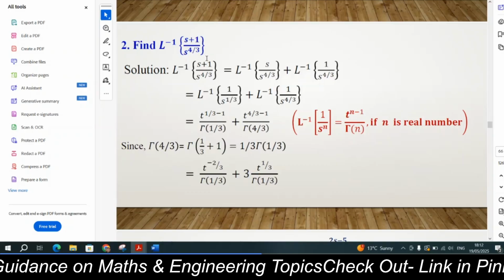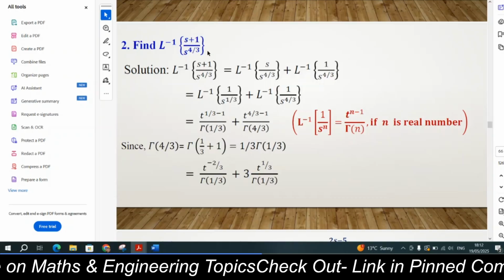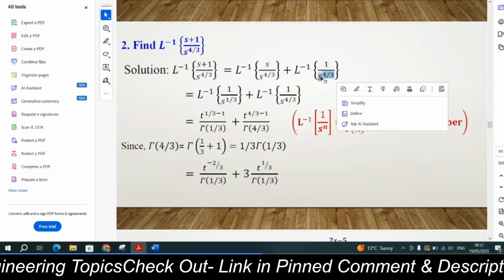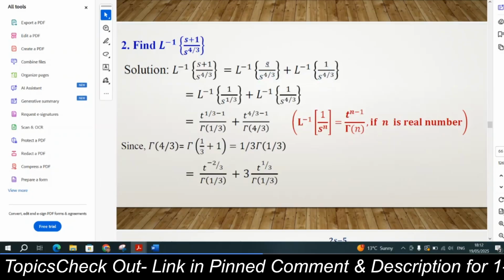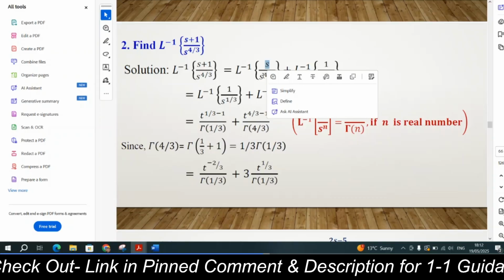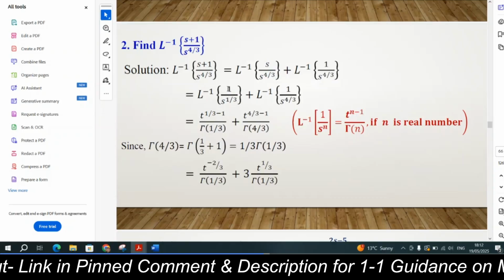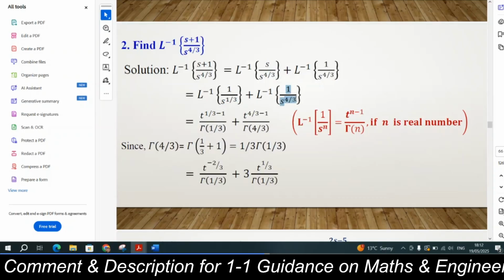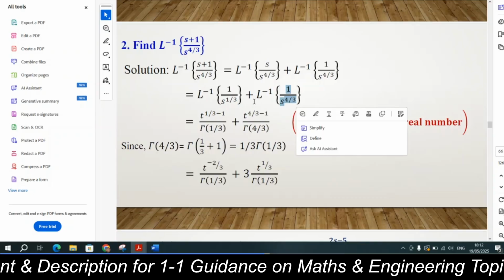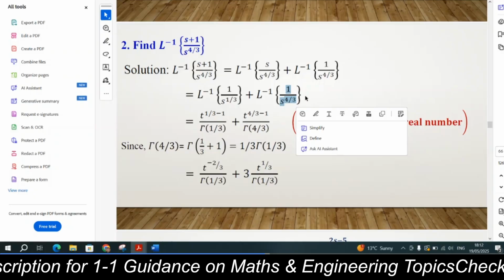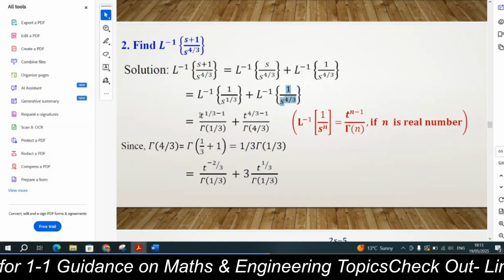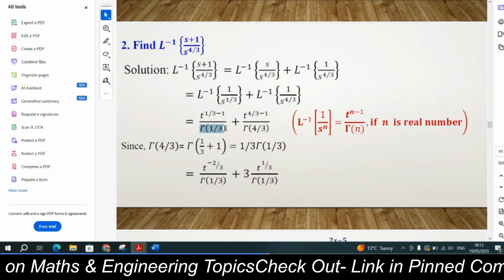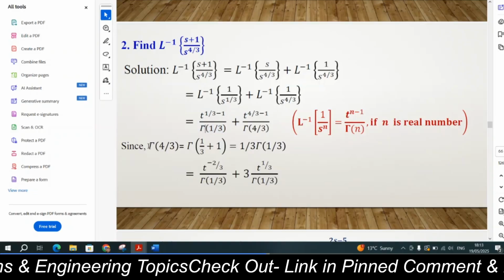Again, a problem given over here. It is s plus 1 upon s raised to 4 by 3. Looking at this particular problem, you will feel that you have not come across any such problem. But what you can do is split the numerator. So it becomes s upon s raised to 4 by 3 and 1 upon s raised to 4 by 3. Now this is s power 1, which means you can subtract 1 from the power in the denominator and it becomes 1 upon s raised to 1 by 3. And this becomes 1 upon s raised to 4 by 3. Now this is where you have the power as a fraction.